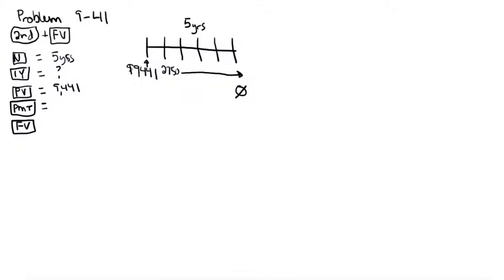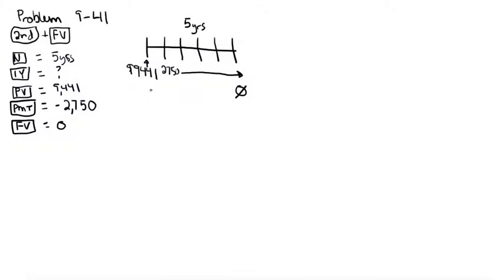The payment, we have to pay out. We borrowed this, we received it. We have to pay out $2,750. So we're going to put that in as a negative, $2,750. And at the end of this process, we will owe nothing. So our future value is 0. What is our interest rate? That's the question.